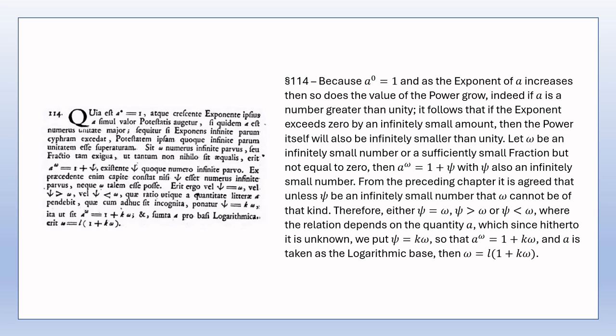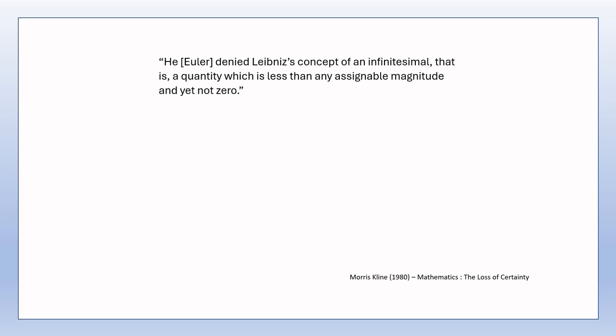He also assumes that it's possible to find a k which establishes the equality psi equals k omega. Euler seems to suggest in section 114 that infinitely small numbers are a different type of quantity to, say, real numbers. Quote, "From the preceding chapter, it's agreed that unless psi be an infinitely small number, that omega cannot be of that kind." However, in Klein, we read that he, Euler, denied Leibniz's concept of an infinitesimal, that is, a quantity which is less than any assignable magnitude and yet not zero.